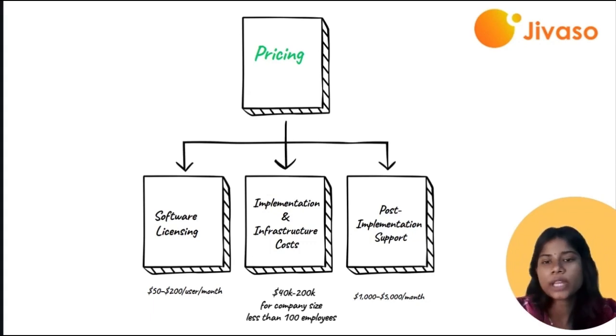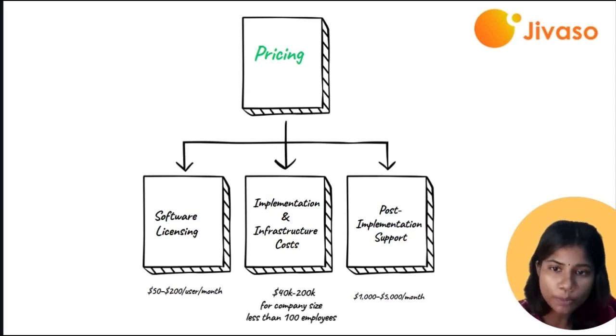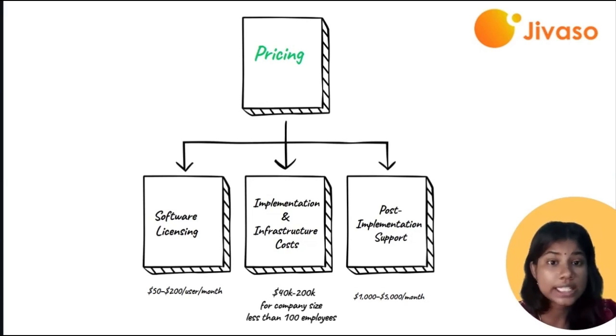The next cost bucket is your implementation and infrastructure costs. This is where we cover a range of critical steps. We talk about scope planning, configuration, customization, data migration, testing, staff training, change management, and finally system commissioning.